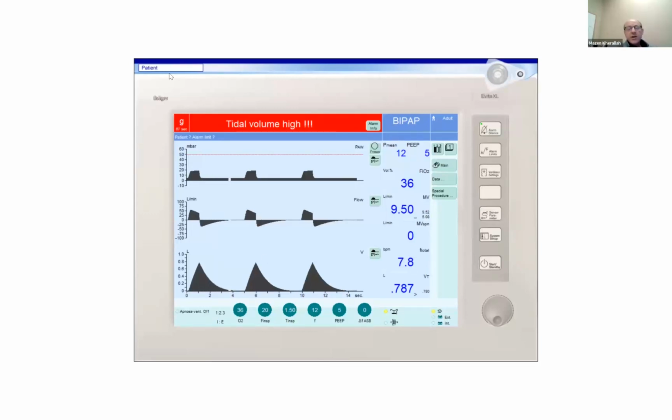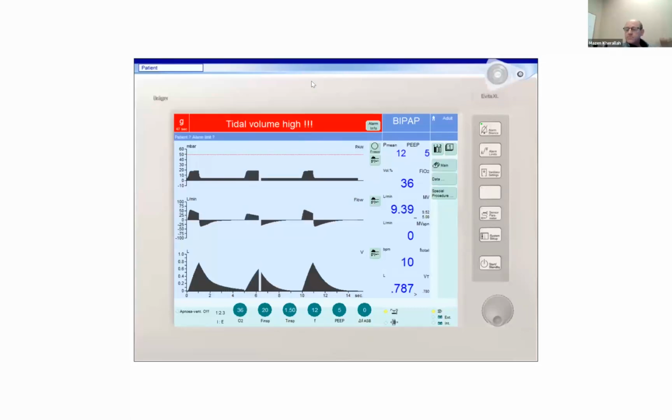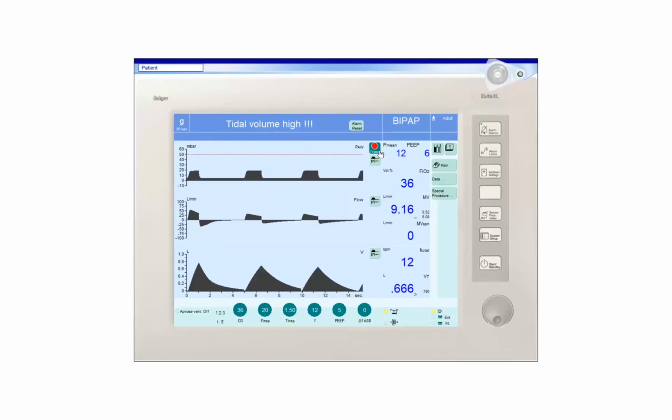Okay, so let's simulate the increased resistance first. So I'm going to go up on the resistance and see how that is going to be different. The first breath is going to be with a normal resistance. The second breath is going to be with higher resistance. Okay, go ahead, Ali. Okay, because we are in a pressure control mode, we limit the pressure, so the pressure is the same. However, the delivered volume is less, and also the flow is less.